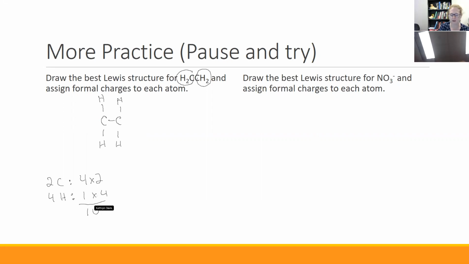Right now I've given 8, and if I do my octet check and I know what I know about hydrogen, the double bond goes here. And if I do my calculations, I promise you, and you should pause the video and try this, they will all come out to 0s. So this is a good structure.